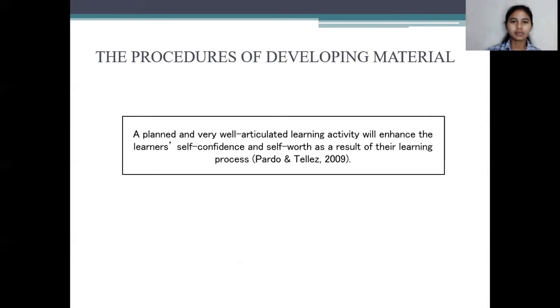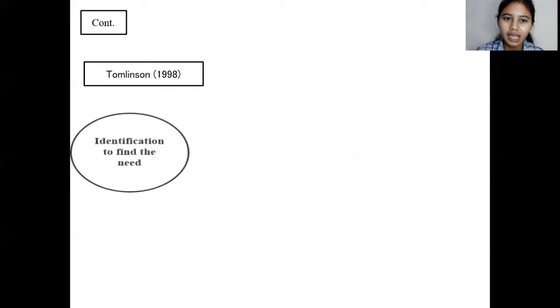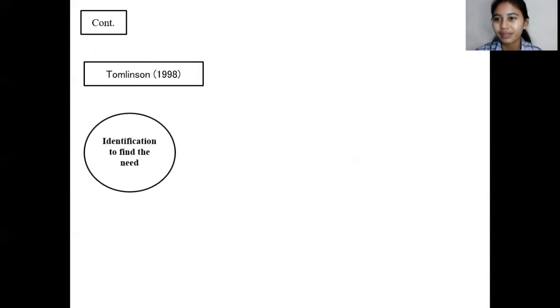Next is number 7, the procedures of developing material. Developing material is important because it is like a reflection on the previous material, or on new material that the teacher wants to develop. A planned and very well articulated learning activity will enhance the learner's self-confidence and self-worth as a result of their learning process. According to Tomlinson in 1998, there are 7 procedures of developing material.